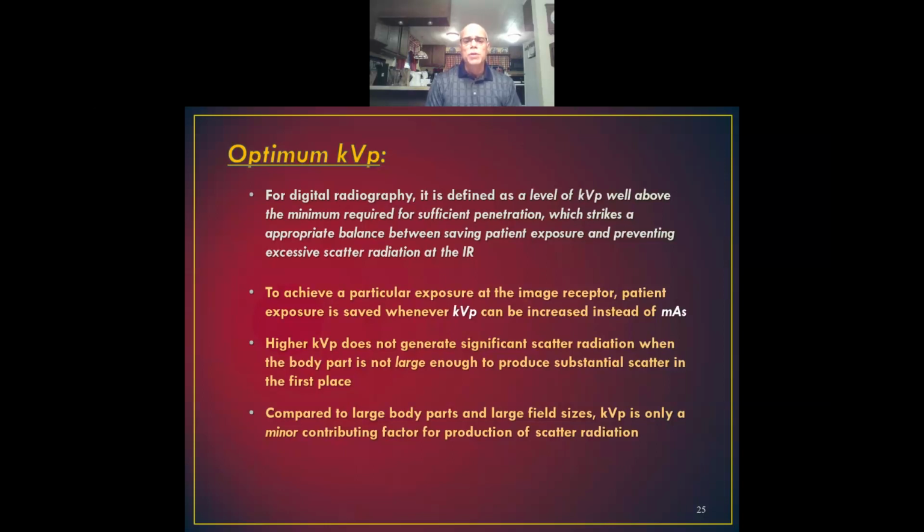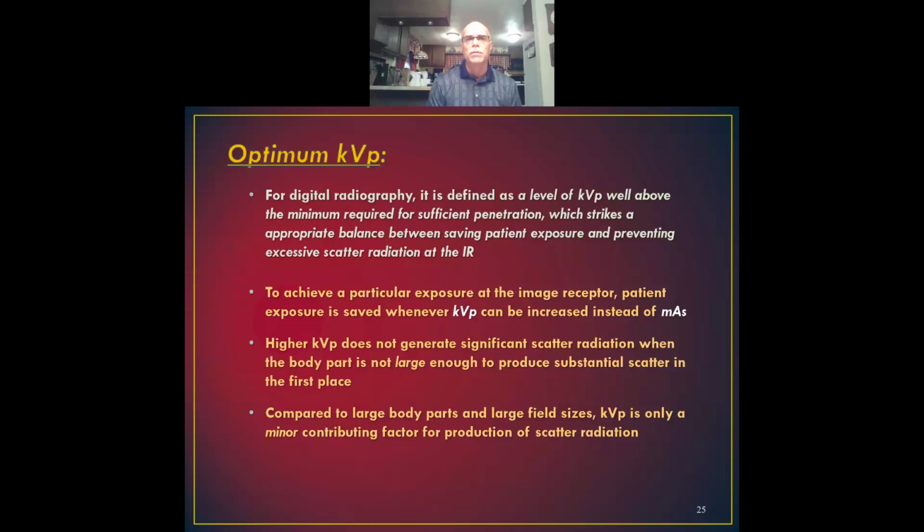Compared to large body parts and large field size, both of those are going to increase your amount of scatter. So it's a larger body part and a larger field size. kVp is only a minor contributing factor for the production of scatter radiation. The two main components creating your scatter are, first of all, the large body part, a lot more tissue for those x-rays to interact with and bounce around and create more Compton interactions. And obviously a larger field size.